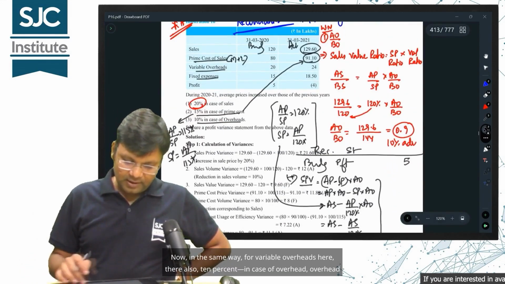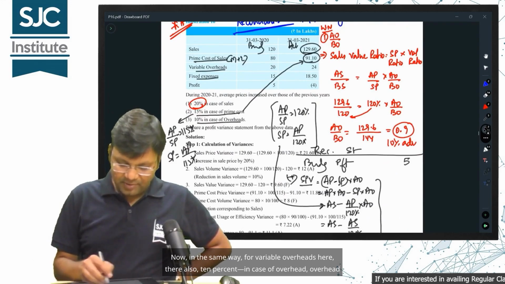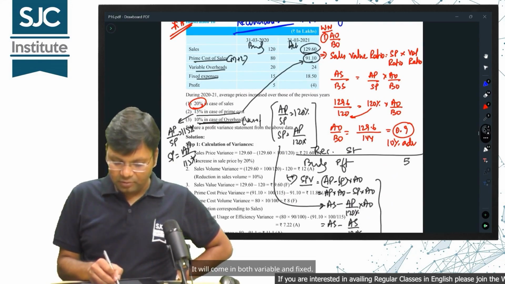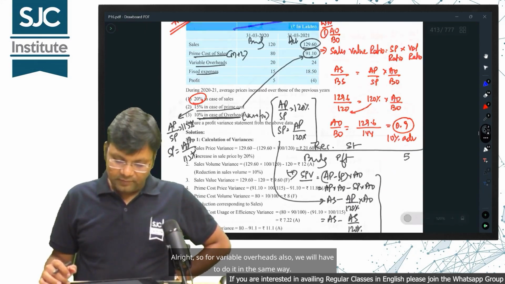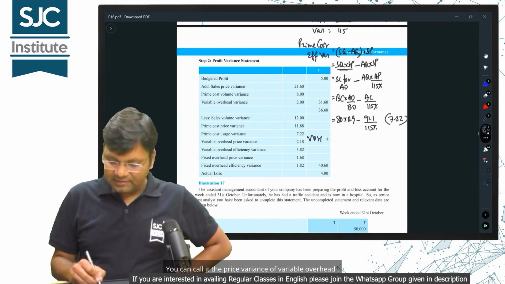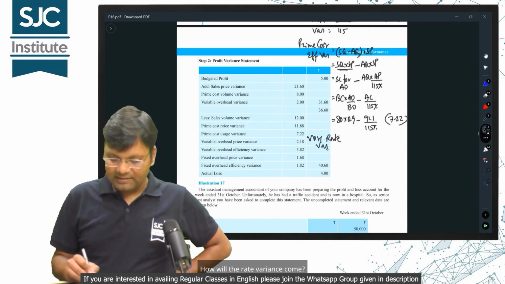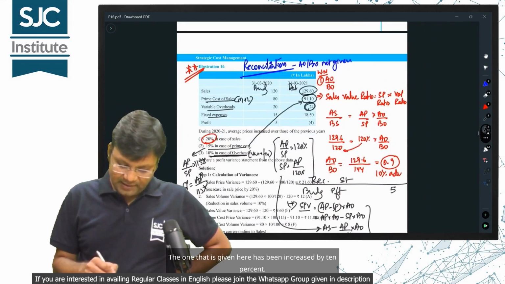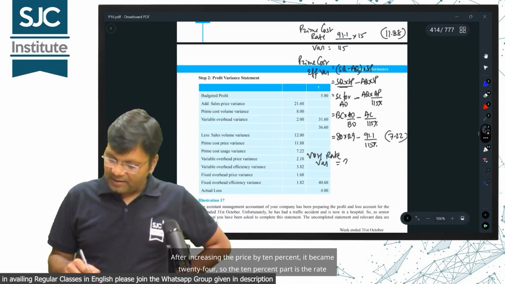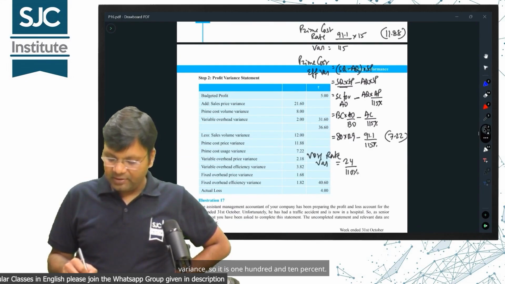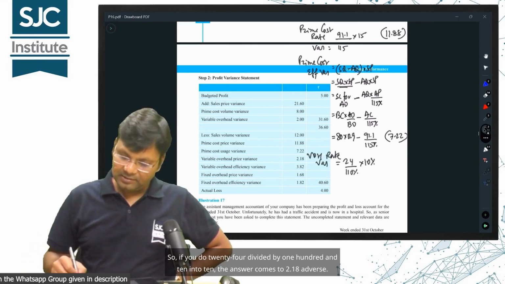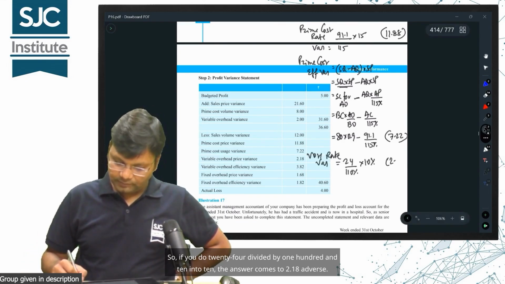Now, in the same way, for variable overheads here, they're also 10%. In case of overhead, both will be included. It will come in both variable and fixed. So for variable overheads also, we will have to do it in the same way. You can call it the price variance of variable overhead. How will the rate variance come? The one that is given here has been increased by 10%. After increasing the price by 10%, it became 24. So the 10% part is the rate variance, so it is 110%. What will happen at this 10%? So if you do 24 divided by 110 into 10, the answer comes to 2.18 adverse.